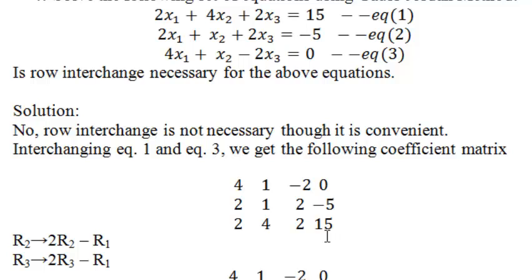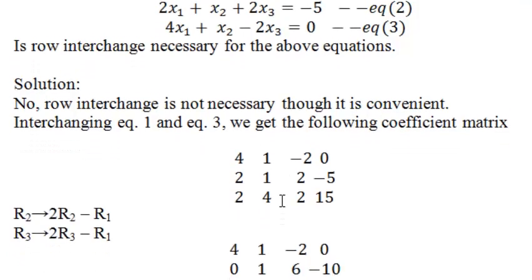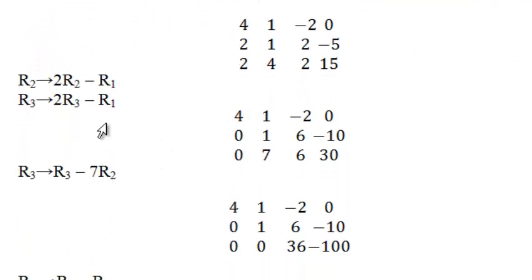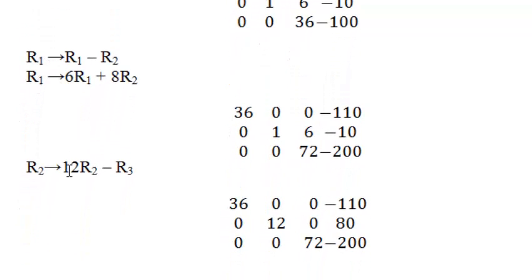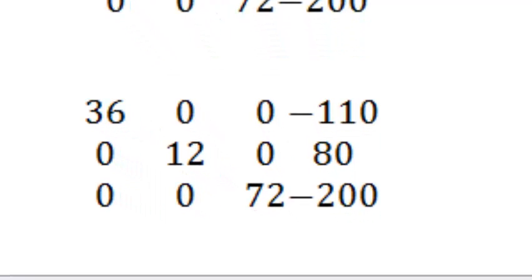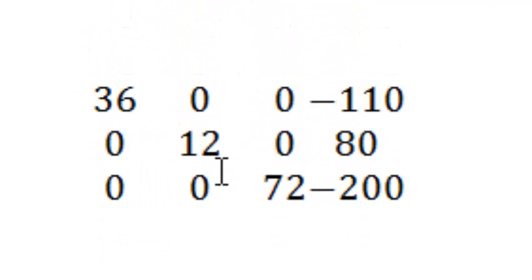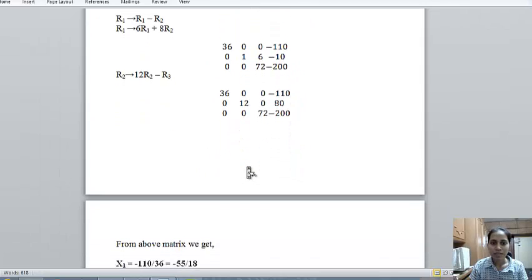We apply some row transformations to make the lower triangle 0. We change row 2 to row 2 minus row 1 and row 3 to row 3 minus row 1, and we get this matrix. Then we need to make this 7 zero, so we again use a row transformation: R3 = R3 - 7R2, so we get the lower triangle 0. Then we also need to make the upper triangle 0, so we make these three row transformations, and finally we get this matrix. In this we can see that the upper and the lower triangle of the matrix are equal to 0.